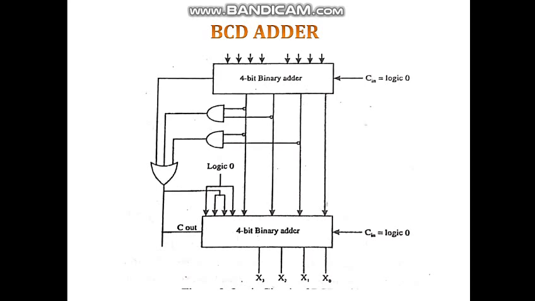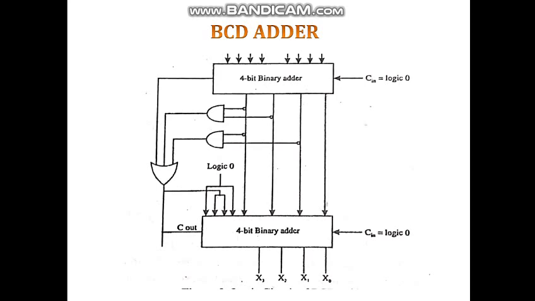Now for this BCD adder, there are 9 input lines: 4 bits for the first BCD number, and again 4 bits for the second BCD number, and 1 for the carry. And it has 5 output lines. There are a total of 5 output lines, 4 bits for the result in BCD and 1 extra line, since the maximum answer in BCD is 9 plus 9 is equal to 19.